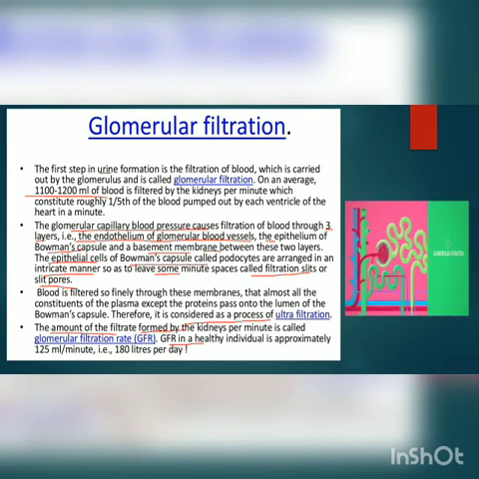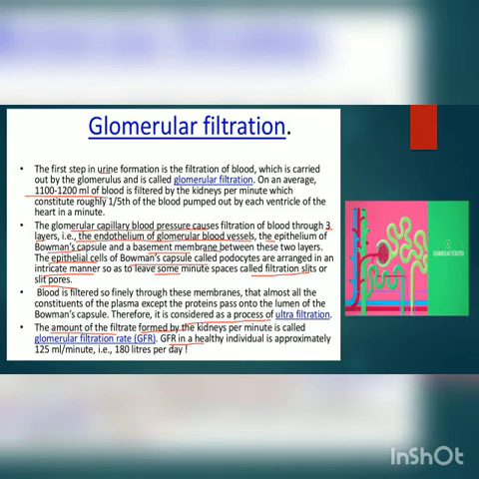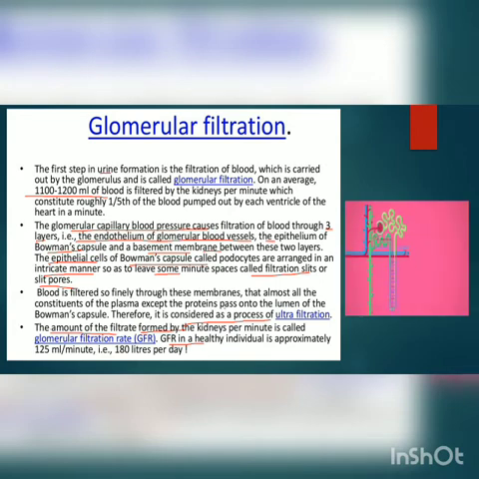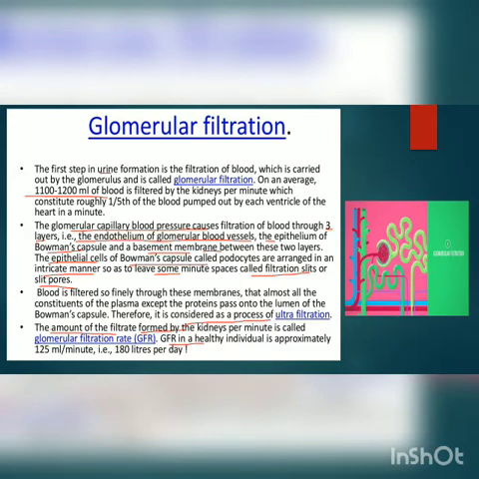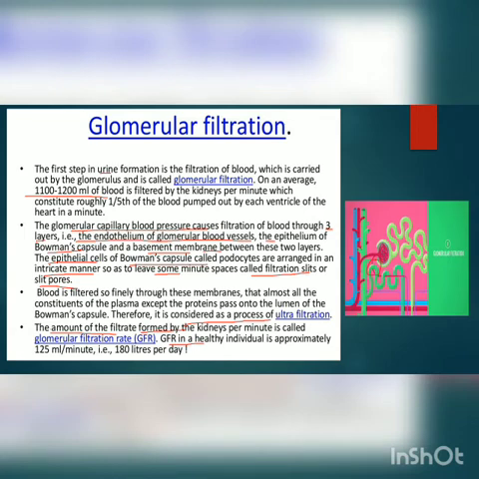So for the development of the filtration pressure in the glomerular capillaries, why is it so? There are 2 reasons. The larger diameter of the afferent arteriole as compared to the smaller diameter of the efferent arteriole. This is actually playing the important role. So the afferent arteriole and efferent arteriole both have different diameters. The diameter of the afferent arteriole is the larger one.